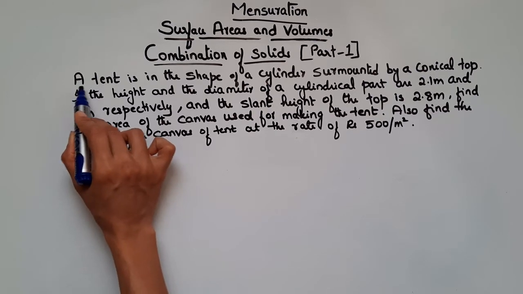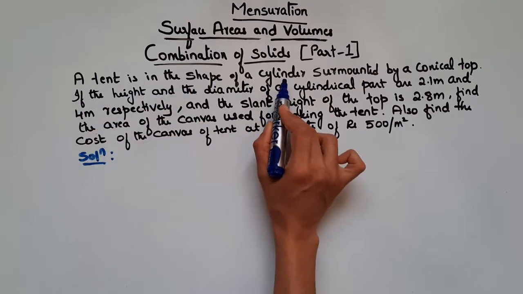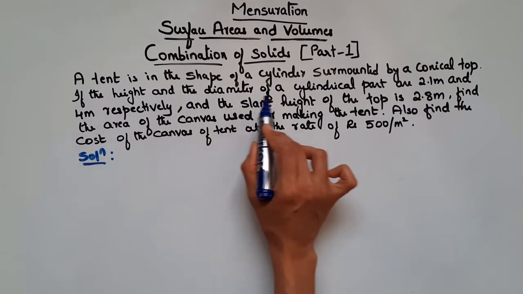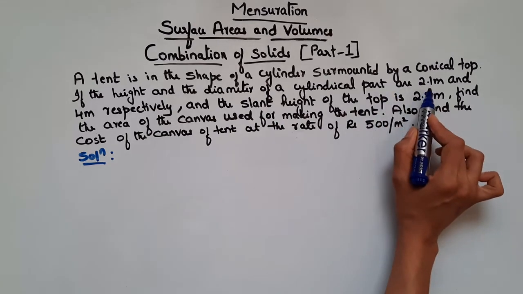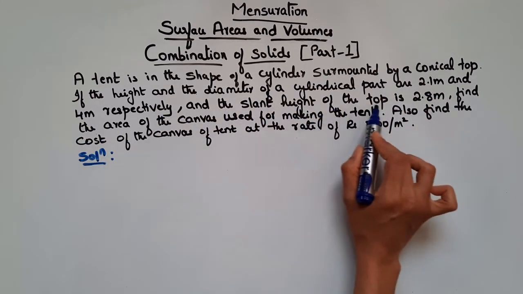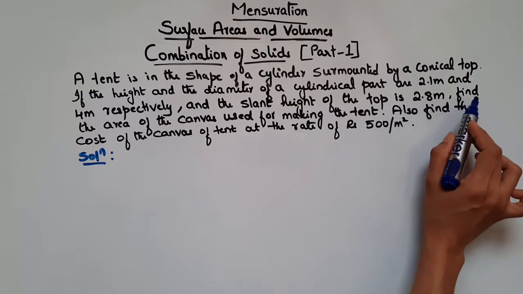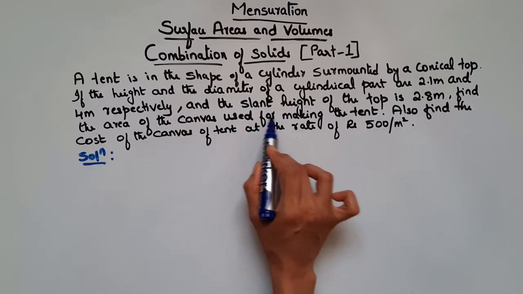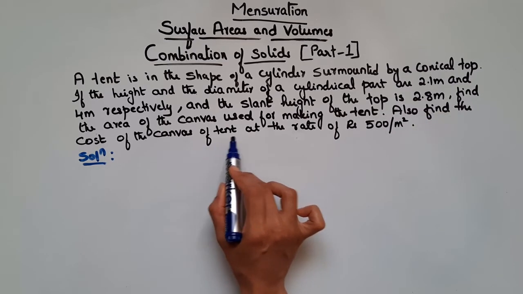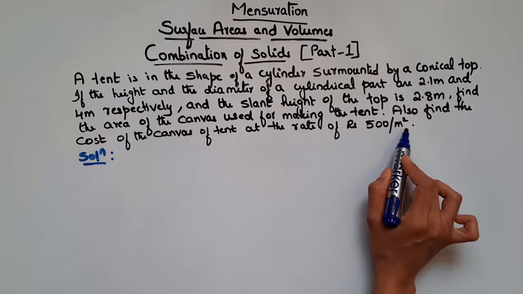Here it says a tent is in the shape of a cylinder surmounted by a conical top. If the height and the diameter of the cylindrical part are 2.1 meter and 4 meter respectively, and the slant height of the top is 2.8 meter, find the area of the canvas used for making the tent. Also, find the cost of the canvas of a tent at the rate of rupees 500 per meter square.